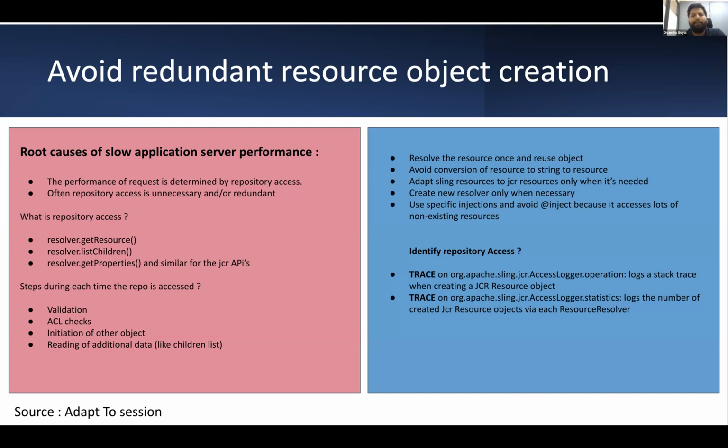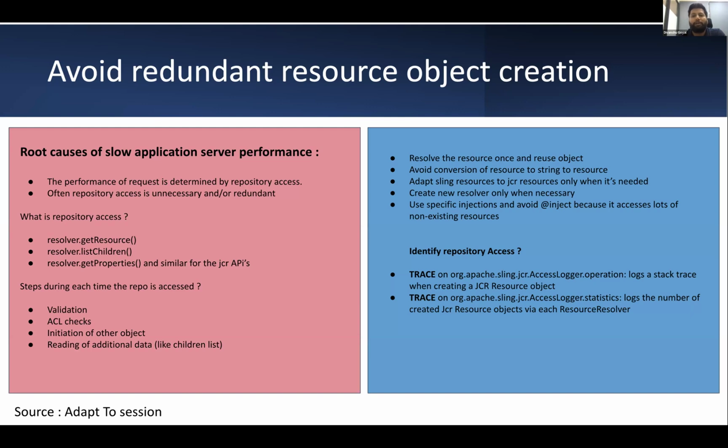Usually when we see the code that we script down for our components, we often see there is a lot of repository access that is happening, which is unnecessary and redundant, right? So in all of those cases, it kills the performance of the server. But let's try to understand what repository access is at all.